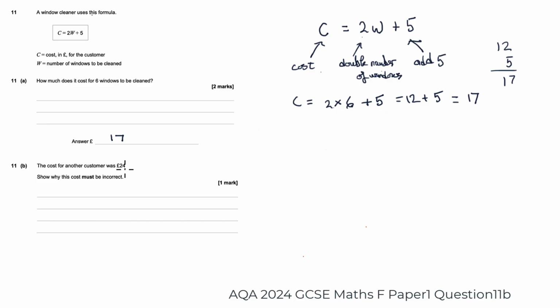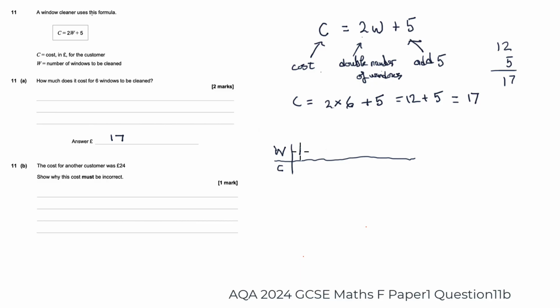The cost for another customer was £24, but the customer thinks this must be incorrect. We've to give a reason why that must be true. Well, it's worth looking at the various totals that the cleaner charges. So if you like, we're going to make up a table showing the costs and the number of windows.